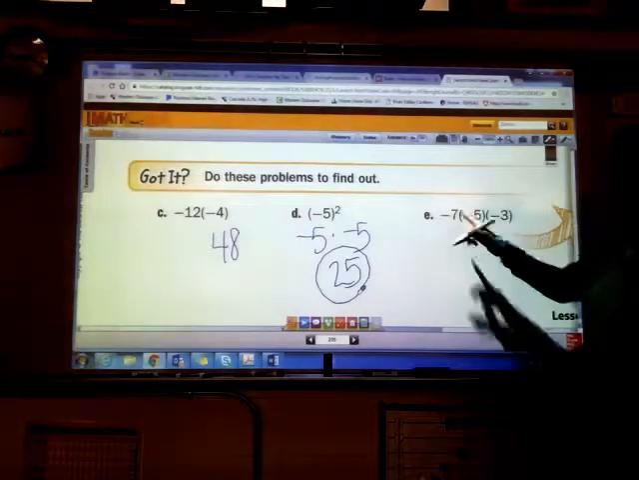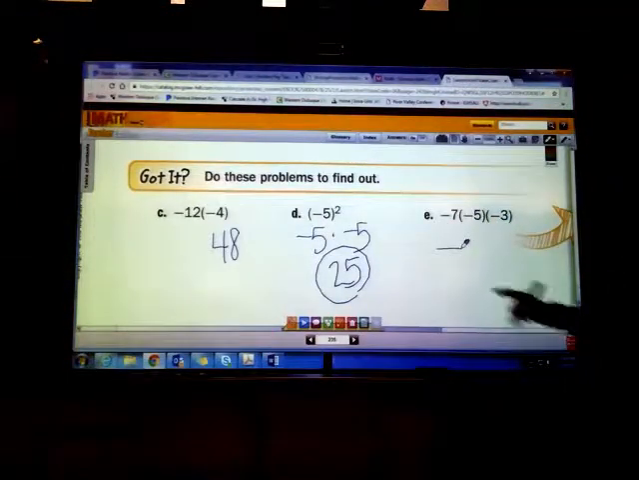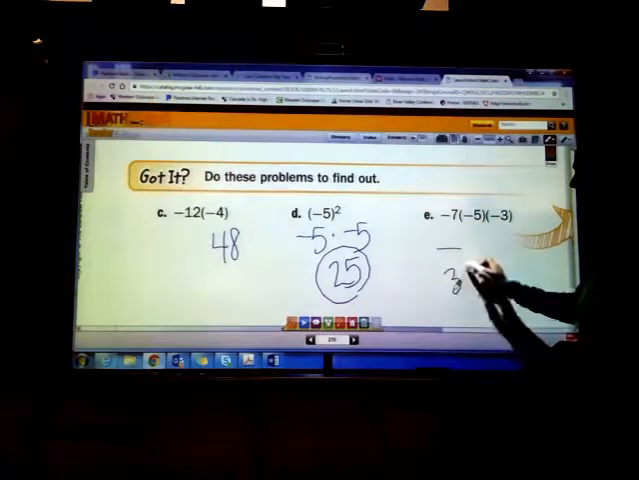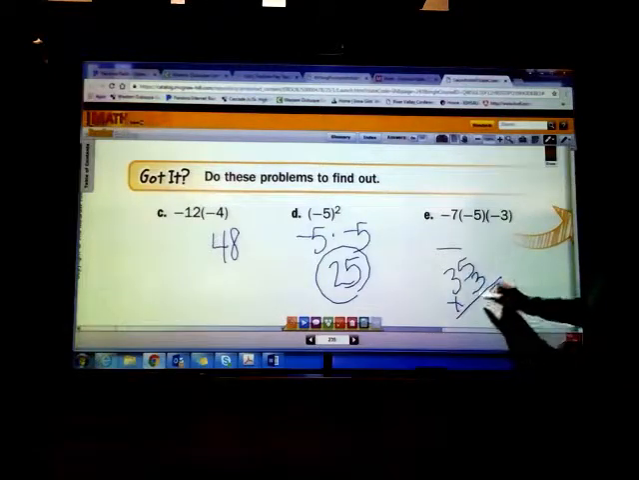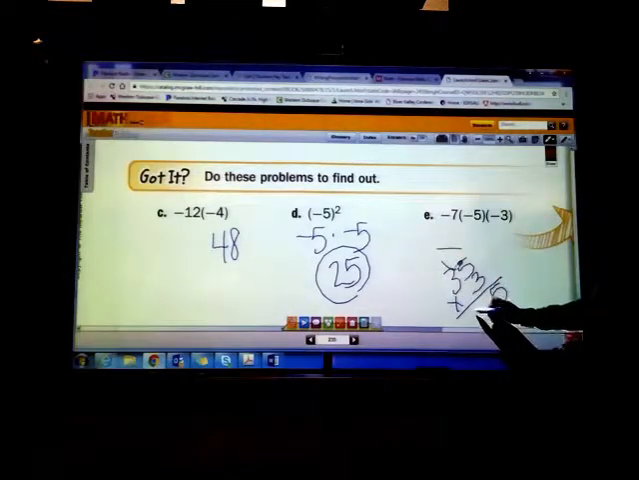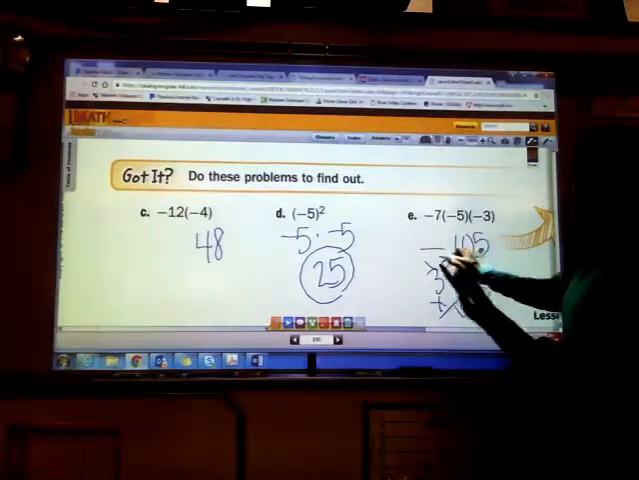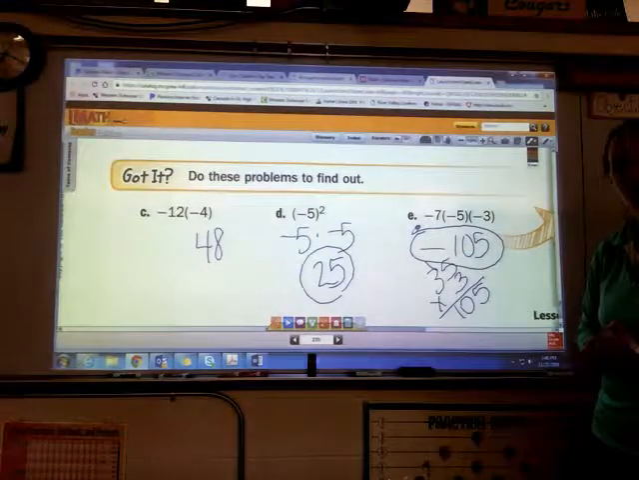As I look at letter E, I've got 3 negatives, so therefore I have an odd number of negatives, so my answer is negative. When I look at this, 7 times 5 would be 35. And then I'm thinking 35 times 3. 5 times 3 is 15. I carry my 1. 3 times 3 is 9 plus 1 is 10. So my answer should be negative 105. Hopefully you came up with those same answers too.